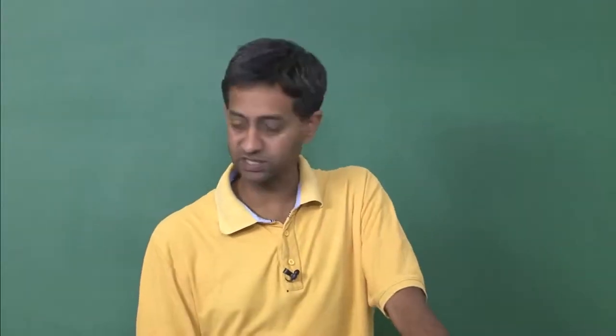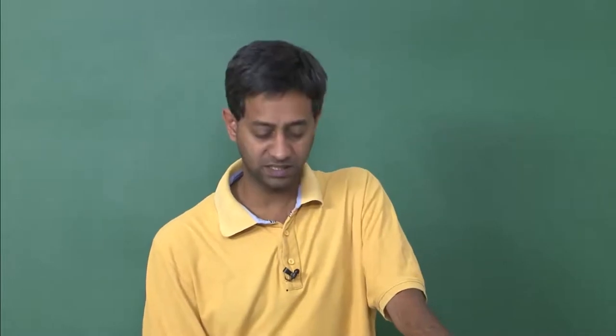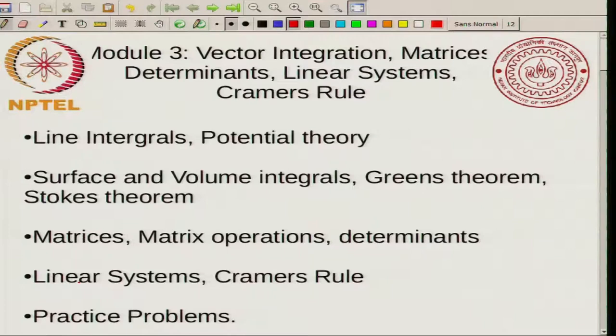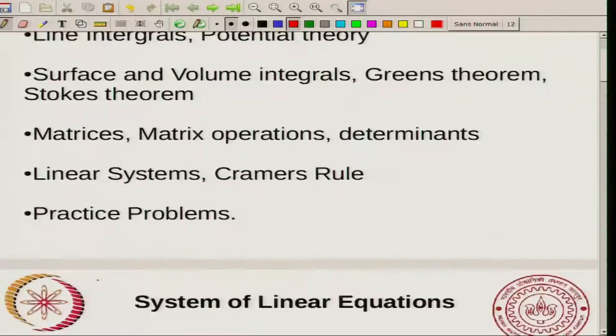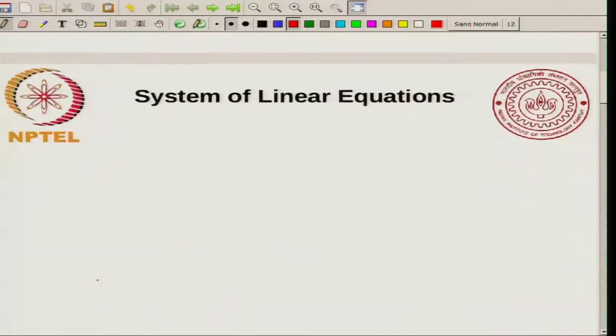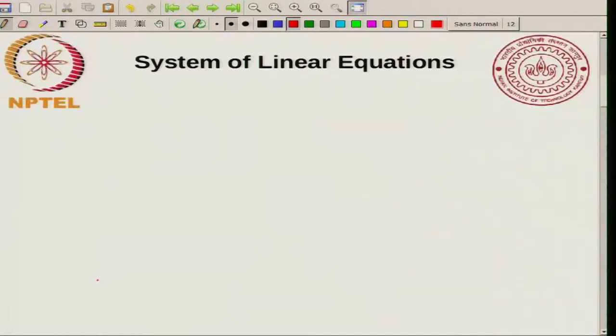So the next thing we want to discuss about matrices is how to use matrices to solve a system of linear equations. Okay, and in this we will talk about Cramer's rule. So what is a system of linear equations, and where do matrices play a role in system of linear equations? So suppose you have a system of linear equations. Let's say you have unknowns x, y, and z. Okay, these are unknowns.